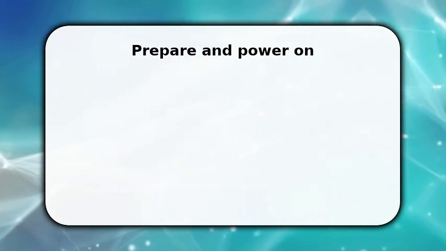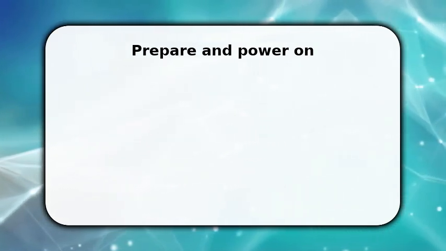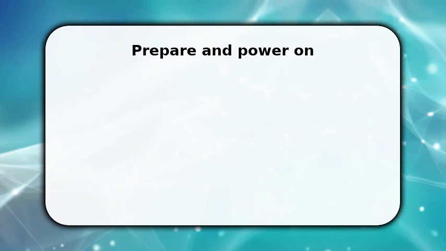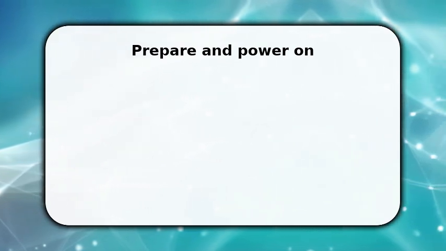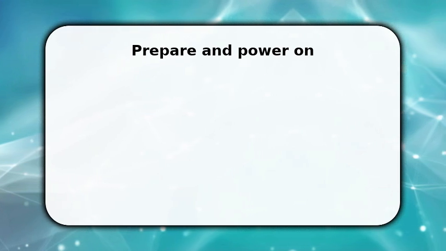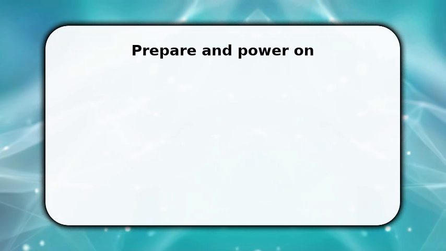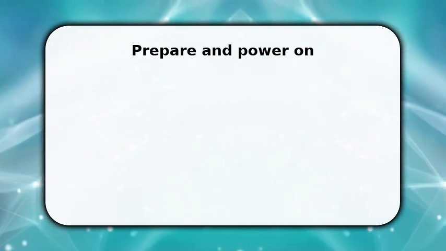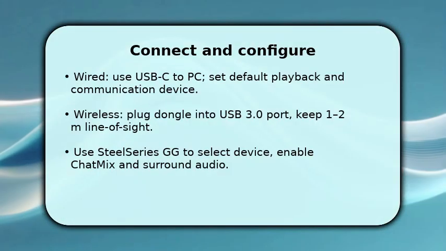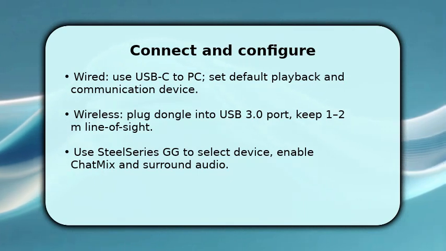Make sure Windows sound settings are accessible. Go to Sound Control Panel. You want the device recognized before proceeding because drivers and profiles install automatically once GG sees the headset. This avoids later conflicts when switching audio outputs. Once done, connect the headset via your chosen method.